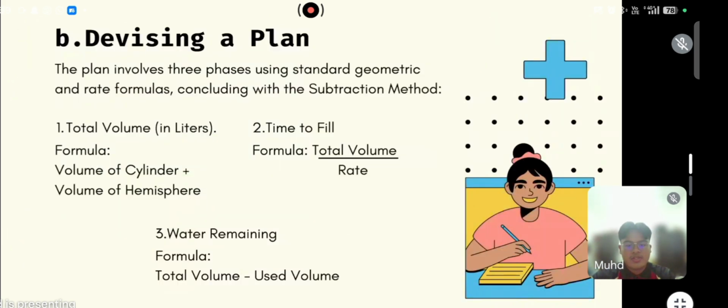So the second step of Polya is devising a plan. The plan involves three phases using standard geometry and rate formulas, concluding with the subtraction method. The first formula used for total volume is volume of cylinder plus volume of hemisphere. The second, time to fill, we use total volume over rate, where the rate is 200 liters per minute. The third is water remaining. The formula is total volume minus used volume, which is the subtraction method we apply for the water remaining.